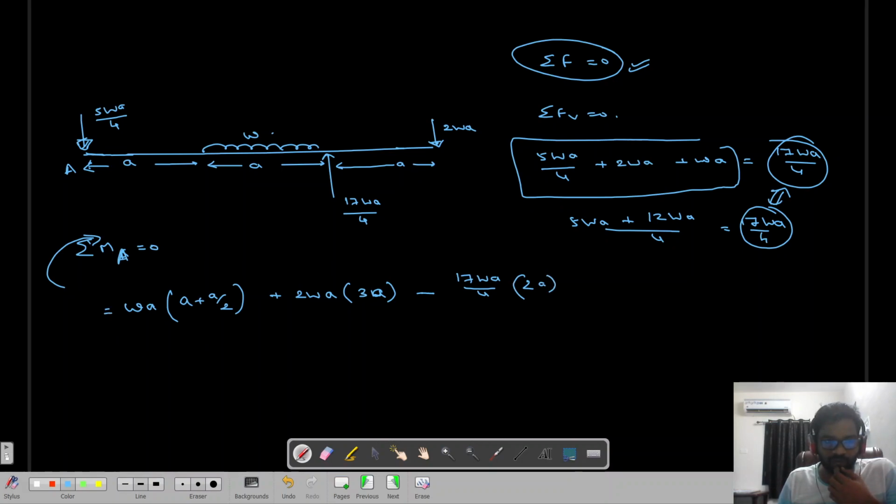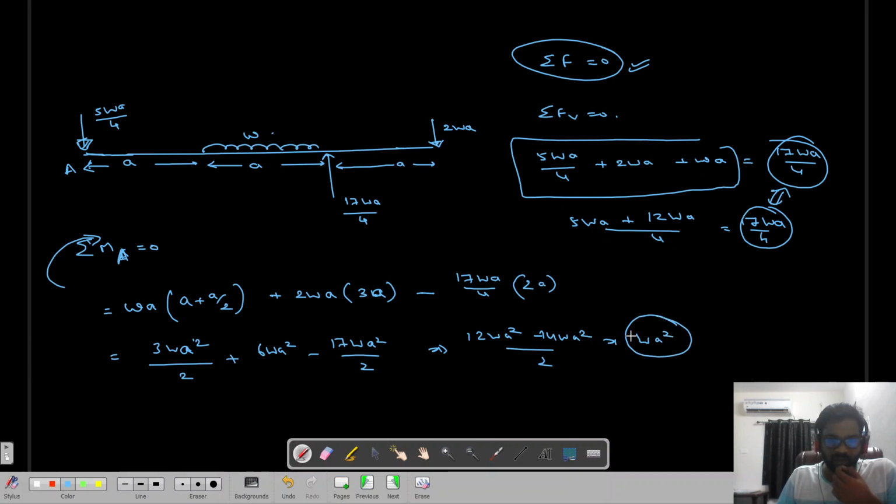Okay, so if you solve, that is 2 plus A 3 W A square by 2 plus 3 WA square by 2 plus 2 3s are 6 WA square minus 17 WA square by 2, which you are getting, you will get 2 WA square, that is you get 12 WA square. Here you will lose 14 WA square by 2, which will be equals to WA square minus WA square.